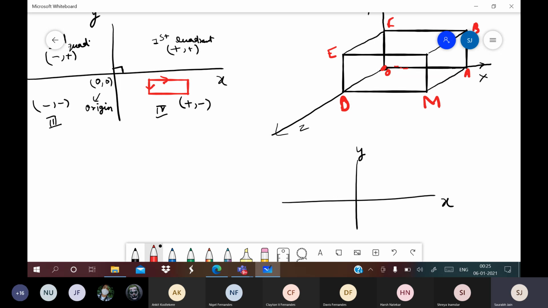I am going to draw a third line which is perpendicular to both of these at origin. We can draw it like this. Now see, what is the problem with this? The problem with this is that it looks like I have drawn a line in XY plane only. It is not like that.